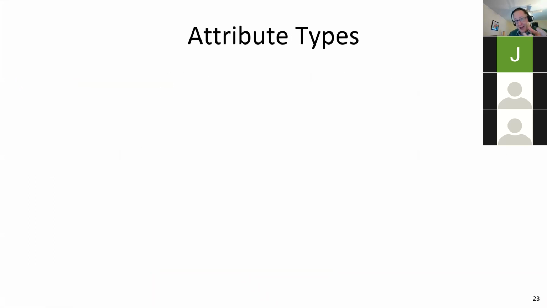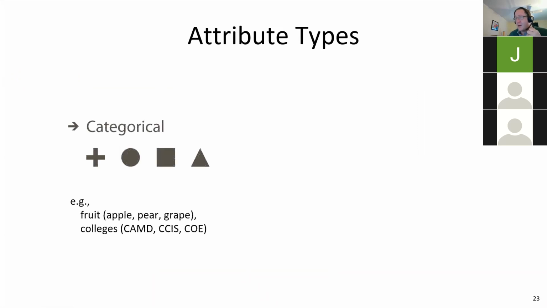Attributes tell you another thing. It's how you actually represent the data itself. So we have categorical data, things like types of fruit, colleges you go to, countries on a map. Those are categorical data. They are not the same as other types of data. There is no ordering effect whatsoever. Is a square better than a circle?